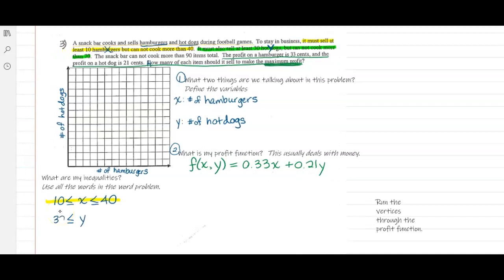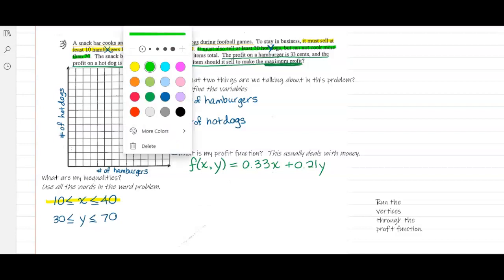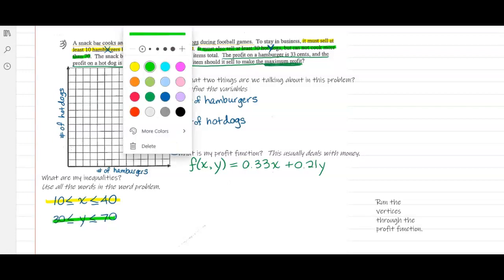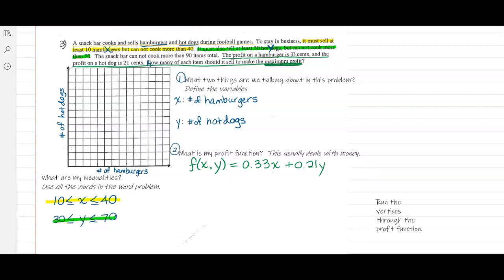Why is y at least 30, but it's not bigger than 70? No more than 70. It can equal 70, but it can't be more than 70. All right, now I have another sentence. So I can't do anything more with my green inequality here. That's enough on that. So I'm going to change colors again and look back to my words.